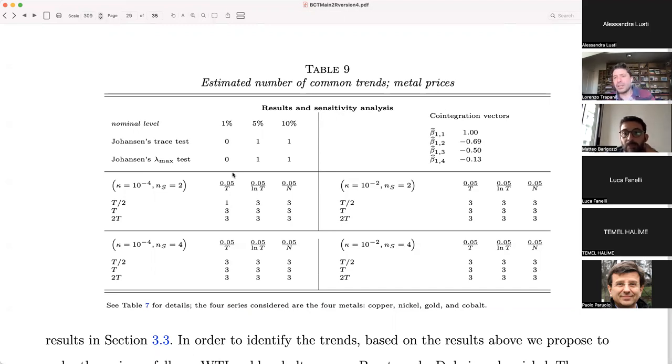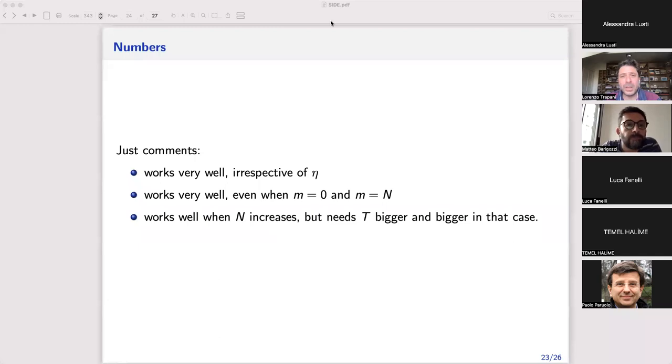This is just to say that the results coming from our theory are not 100% in agreement with the results coming from a Johansen test, which is employed under the incorrect assumption that data have a finite variance, which is anyway not supported by the data themselves.